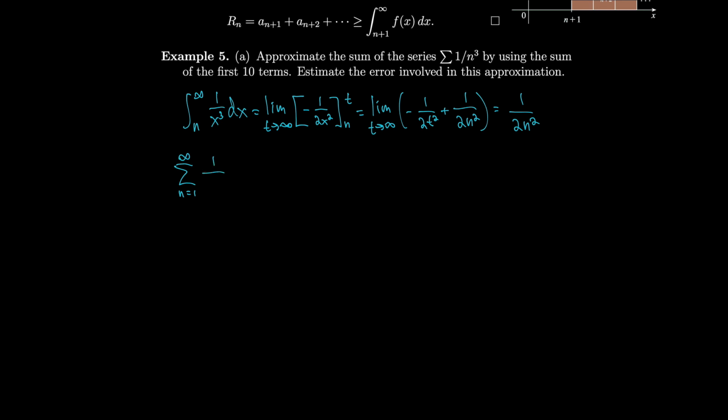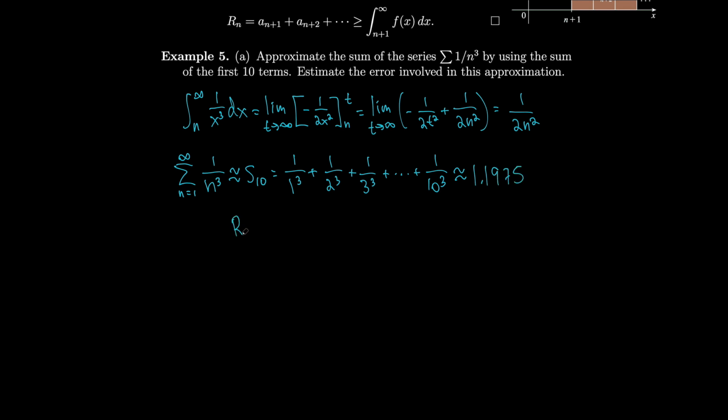Well, that's 1 over n cubed, and we want to approximate that using a partial sum up to 10 terms. So that'll be 1 over 1 cubed plus 1 over 2 cubed plus 1 over 3 cubed, and so on, until I've added up the first 10 terms. Plugging that into our calculator, we get approximately 1.1975.